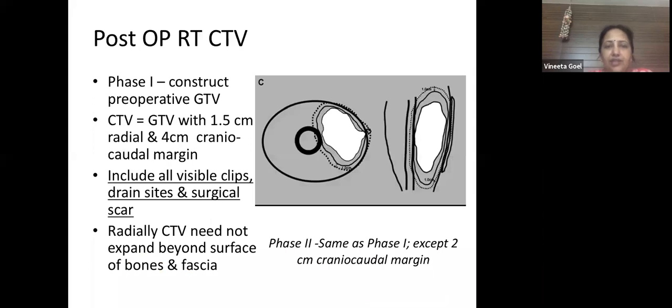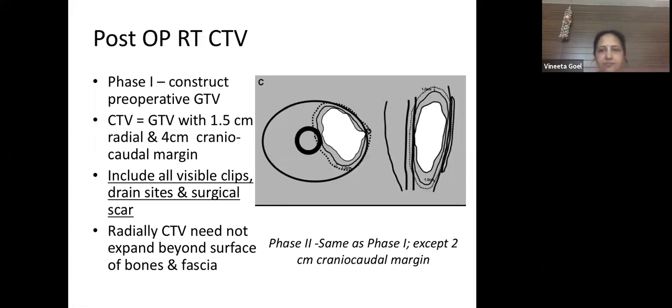For postoperative radiation therapy, they have given a different set of contouring guidelines. For phase 1, we construct the preoperative GTV using the information from the clinical notes, intraoperative notes, and the preoperative MRI. And the CTV for phase 1 is again a 1.5 centimeter margin radially and 4 centimeter craniocaudal margins. We extend this CTV margin to include all the visible clips, drain sites, and the surgical sites. Radially, we need not extend onto the bone or across the fascia. Phase 2 is the same as phase 1, except that it is only a 2 centimeter margin around GTV craniocaudally, 1.5 centimeter radially.